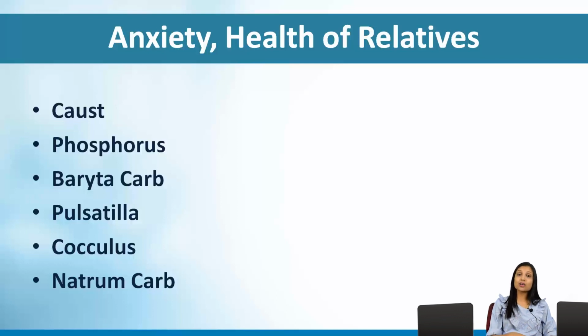Baryta carb is because there is a genuine dimness of the intellect. When we say dimness, it doesn't really mean mental retardation. It actually means that they genuinely do not have a lot of common sense in them, which is why they are very dependent on family and relatives. And that is why these two remedies have a lot of anxiety for their relatives' health.